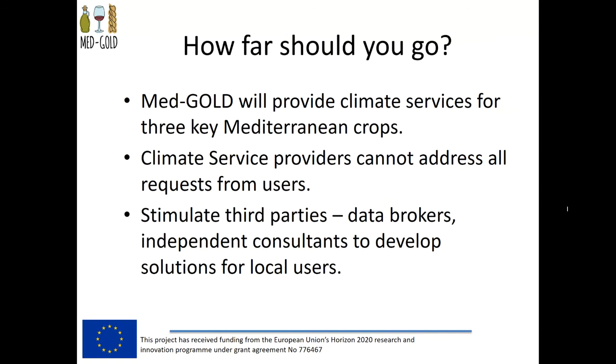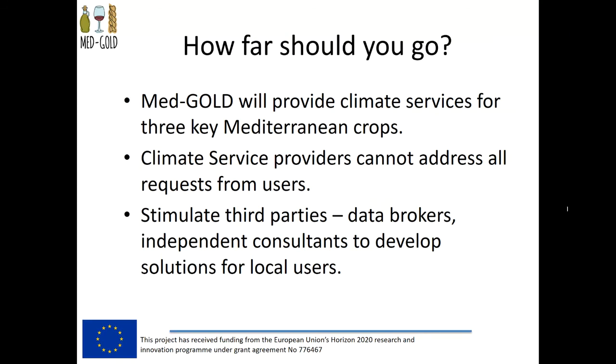So again, how far should the service go? One of the aims of MedGold, as Federico showed, is to provide climate services for the 3 key Mediterranean crops, but there's only so far MedGold could go there. It may not be possible. In fact, generally, climate services cannot necessarily address every single request from users. So what to do?